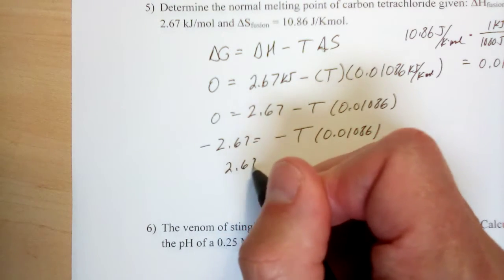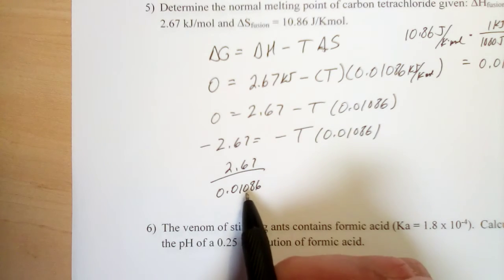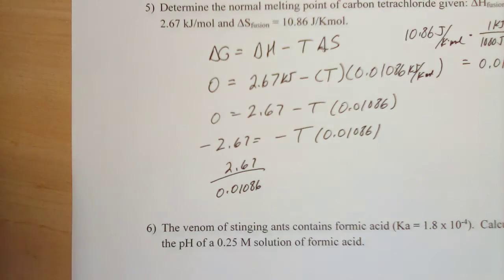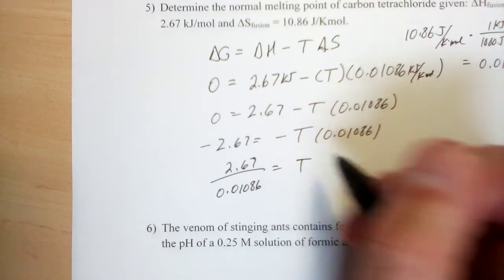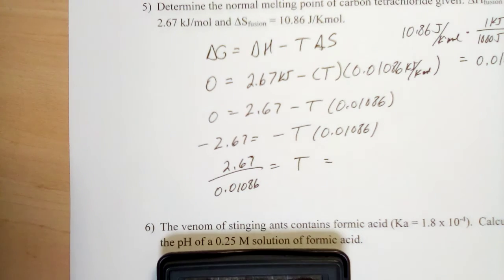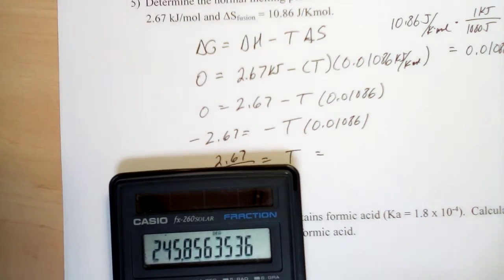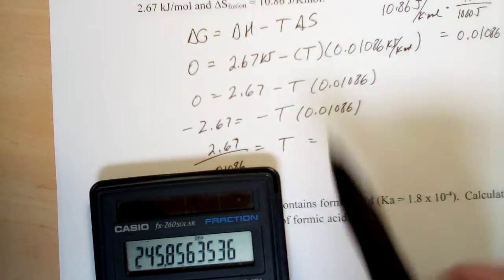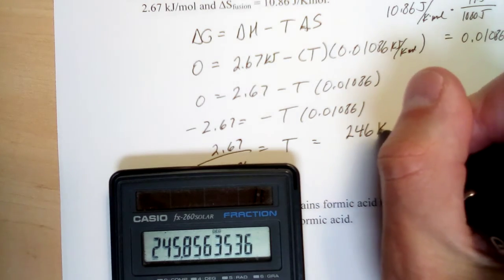So that would be 2.67 divided by 0.01086. I misplaced this 0 in the first version, and I divided by 0.018, which changed the answer enough to make it problematic. So that's why I'm redoing the video here. So if I do that division, 2.67 divided by 0.01086, that comes out to 245.8. Now I'm just going to round that. We're dealing with 3 significant figures here going back to our enthalpy value. So let's call that 246 Kelvin.